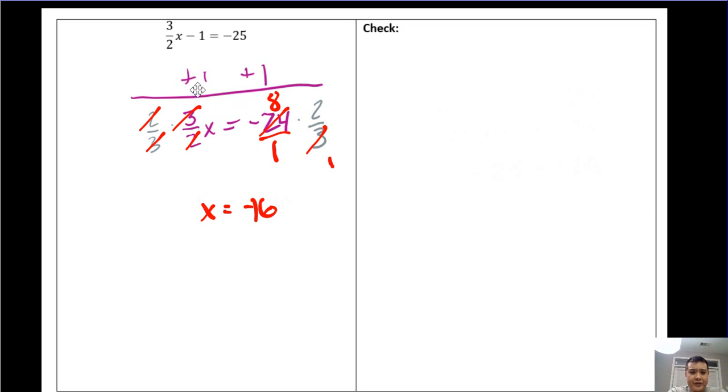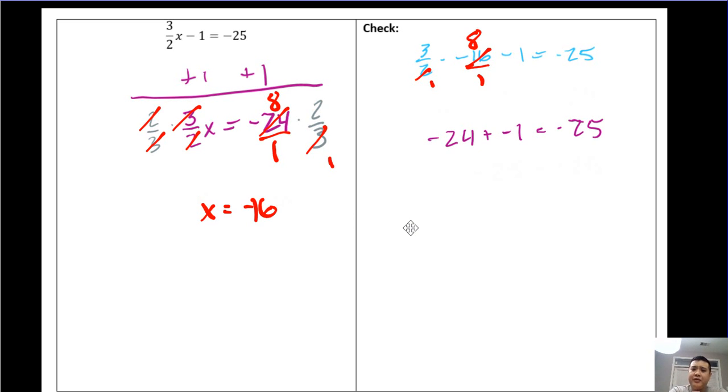We're going to plug in negative 16 for x, so we have 3 over 2 times negative 16. Again, we get to cross cancel. 2 goes into 2 once, 2 goes into 16 8 times. So we get 3 times negative 8, which gets us negative 24. Negative 24 plus negative 1, because this is subtract 1, which is the same thing as plus negative 1, is in fact negative 25.